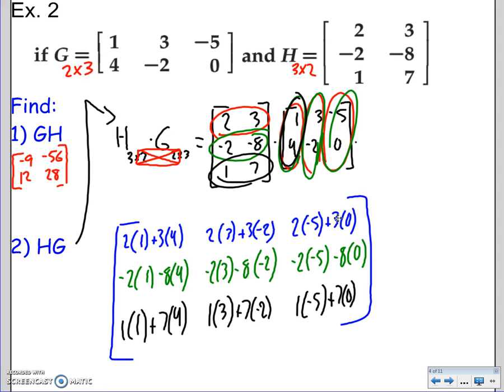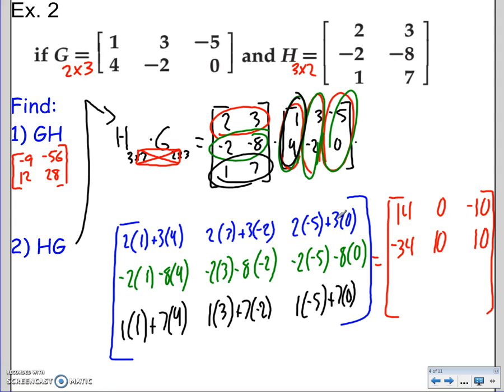Time to start simplifying. So this is very simple, so I'm going to go straight for it. For the top left, 2 times 1 is 2. 2 plus 3 times 4 is 12. 2 plus 12 is 14. That's the answer. This middle one for top, 6 minus 6 is 0. Negative 10 plus 0 is negative 10. Negative 2 minus 32 is negative 34. Negative 6 plus 16 is positive 10. Positive 10 minus 0 is positive 10.